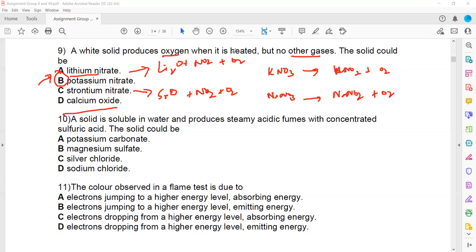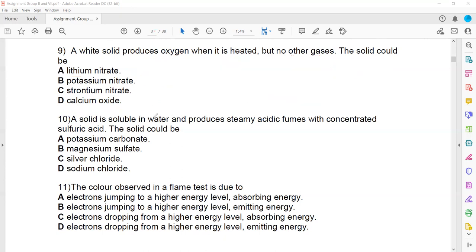Another question. A solid is soluble in water and produces steamy acidic fumes with concentrated sulfuric acid. When sulfuric acid reacts with potassium carbonate, it gives potassium sulfate plus carbon dioxide. So this won't be it. Magnesium sulfate plus sulfuric acid won't give any positive result. Most chlorides are soluble except silver, mercury, and lead, so silver chloride does not react.